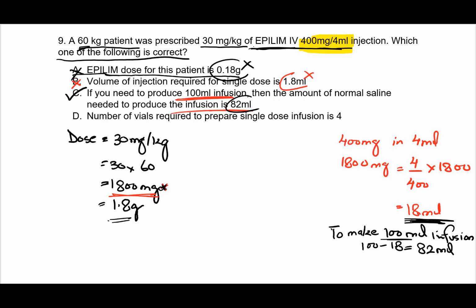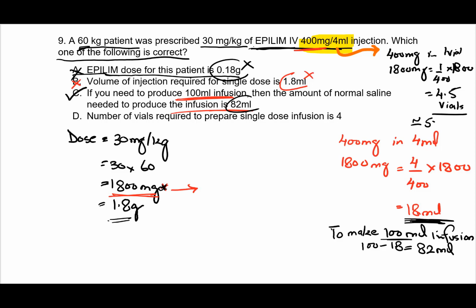The number of vials required to prepare a single dose would be, let's just see this. If 400 milligrams are present in 1 vial, 1800 milligrams will be present in simply 1800 divided by 400. So I will need 4.5 vials. Because these are numbers of vials, let's round it up and make it 5 vials. So 5 vials, here it's given as 4. 4 vials are not going to provide the sufficient dose, so D is all wrong. So C is the correct answer here.